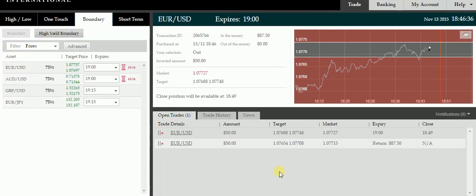So again, we are interested in the price exiting this boundary, so it either expires above or below this boundary, and it's a great way not to worry about choosing the direction that the price should exit. As you can see, the price is continuing long. Let's go back to our chart again.